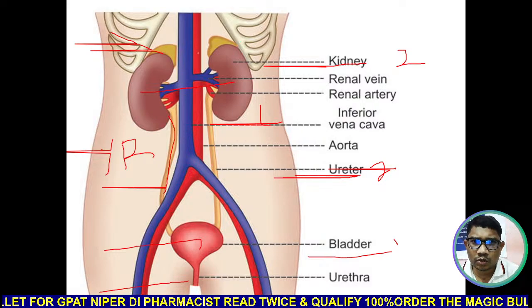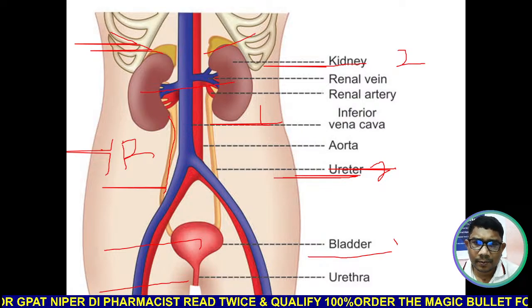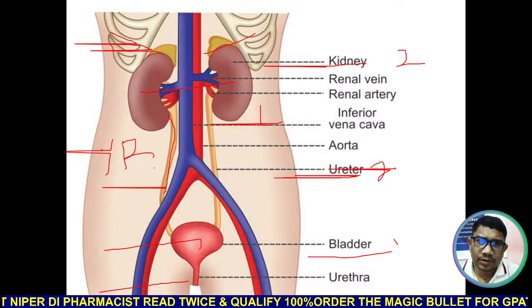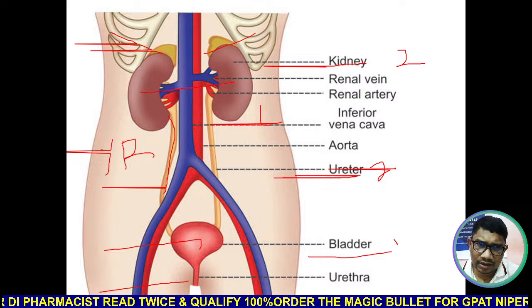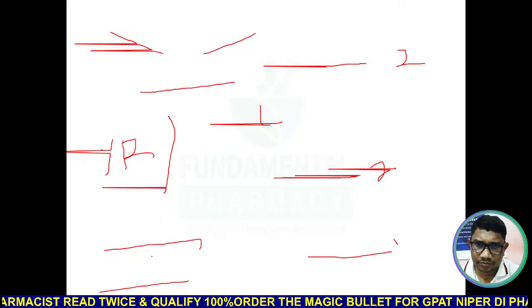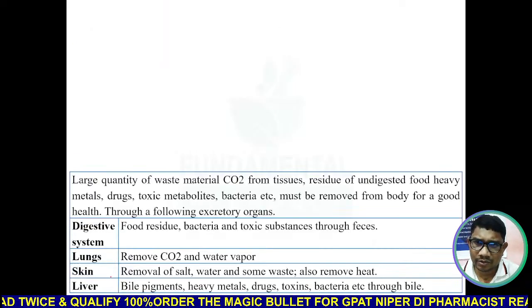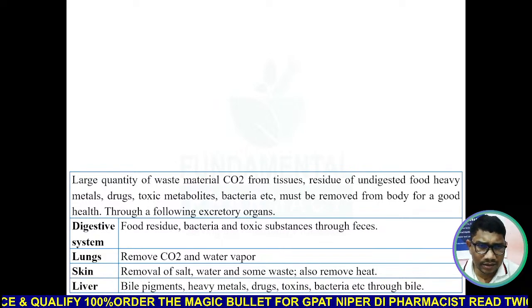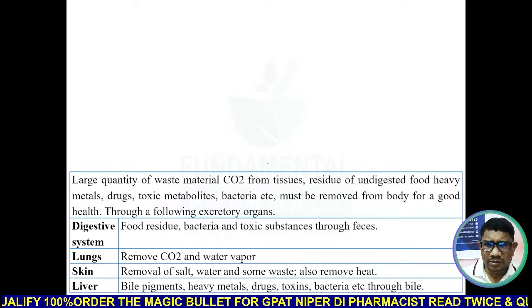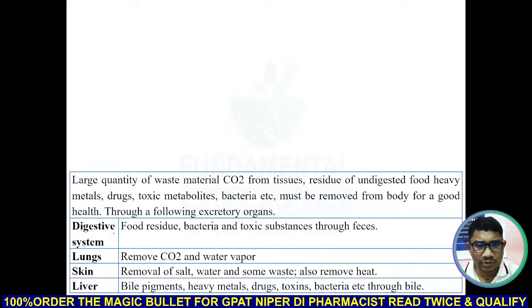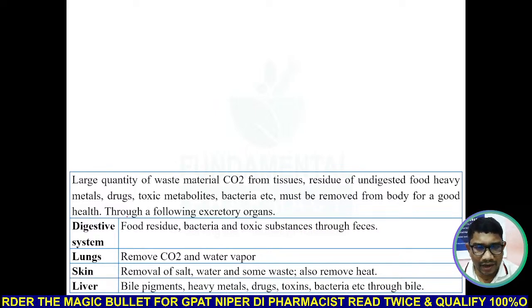This yellow part is known as the adrenal gland. So this is the urinary system, and we'll see it one by one. A large amount of waste material is in your body. Your body is a metabolic hub.